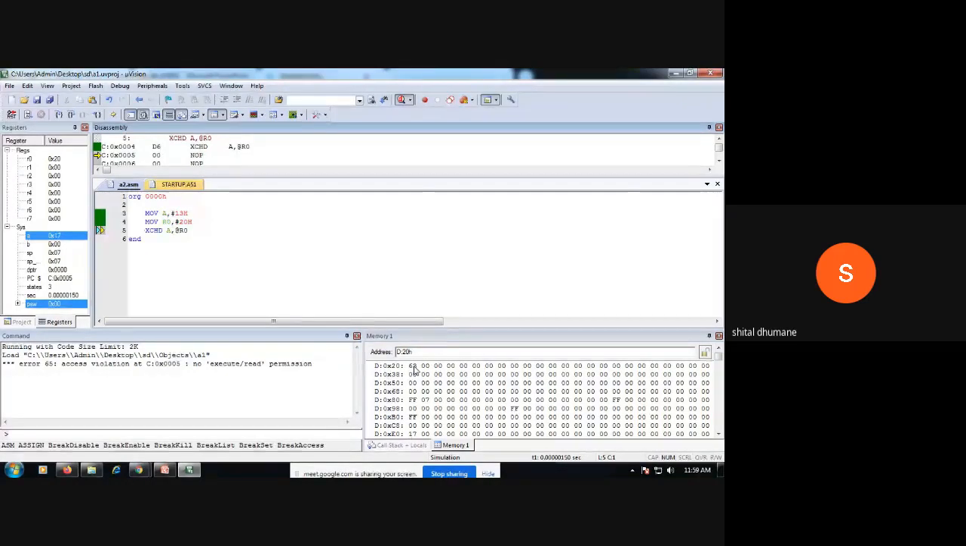So here only the lower nibble will get exchanged. What was there earlier in your accumulator? You have 13 in your accumulator and in the memory location we have 67. So only the 7 and 3 will get exchanged. The upper nibble will remain as it is.